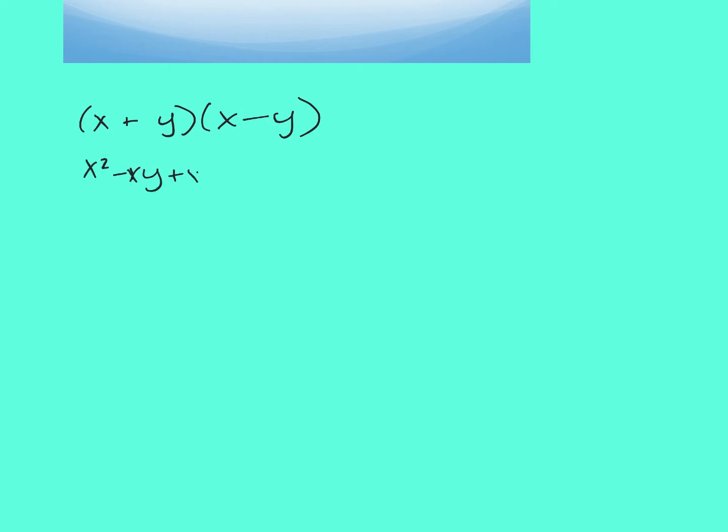Minus xy plus xy minus y squared. But these two will always cancel out, and I'll get the difference of two squares, right? So that only happens when they are the exact opposites. Same two terms, one gets a plus, one gets a minus.